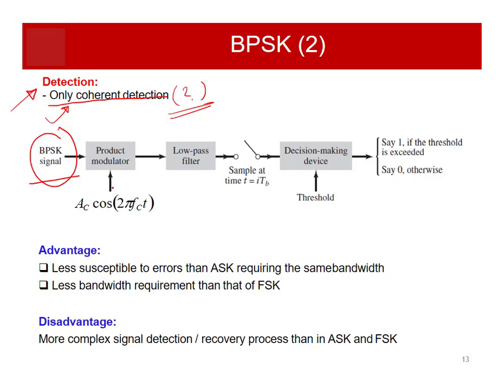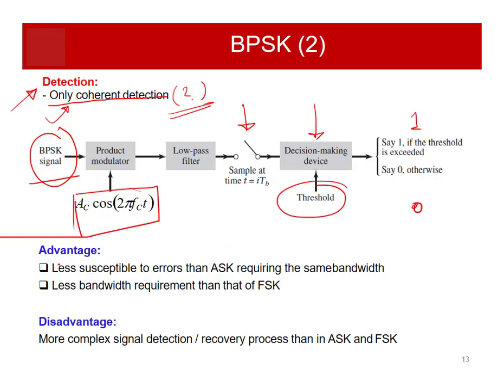As usual, we will first multiply the signal with the same carrier signal, and then we will use a low pass filter to filter the unnecessary parts out. Then as usual, we will sample the signal, then a decision making device, a threshold, and then we can say it is either 1 or 0. That's all.